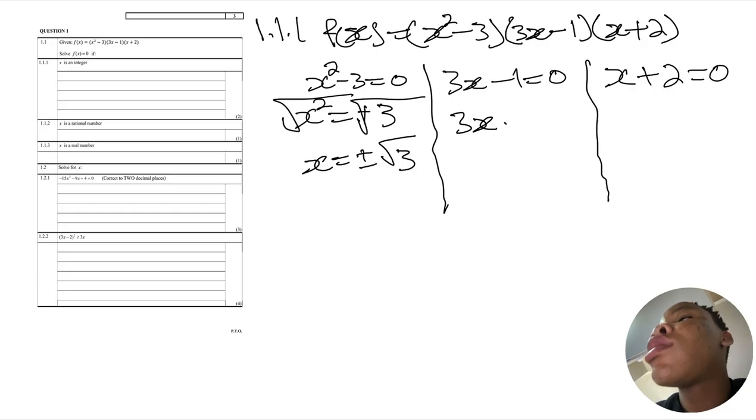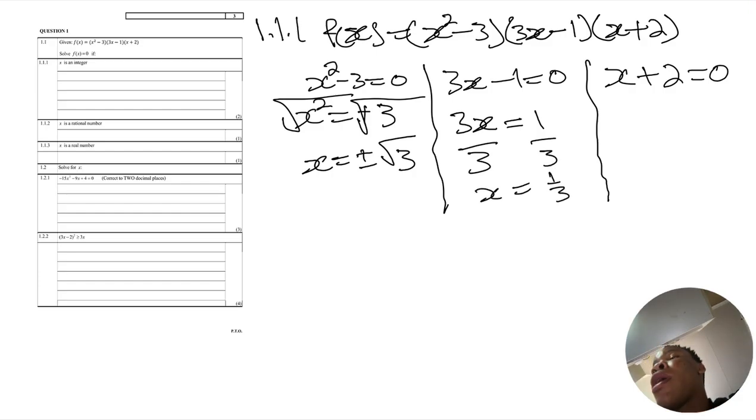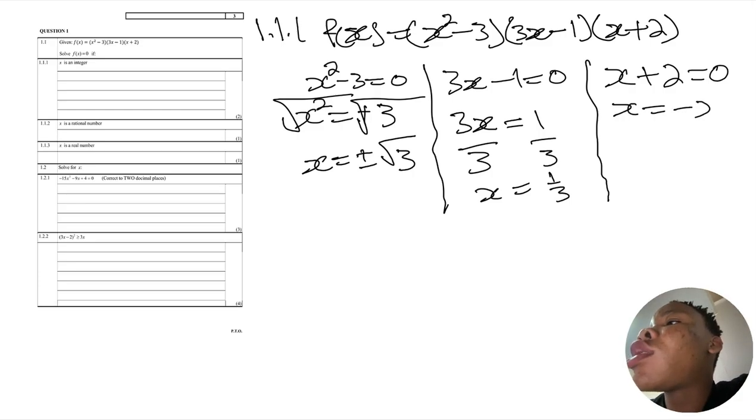3x is equal to 1. We divide by 3, we divide by 3. x is equal to 1 over 3. Then x plus 2 equals 0, x is equal to negative 2.